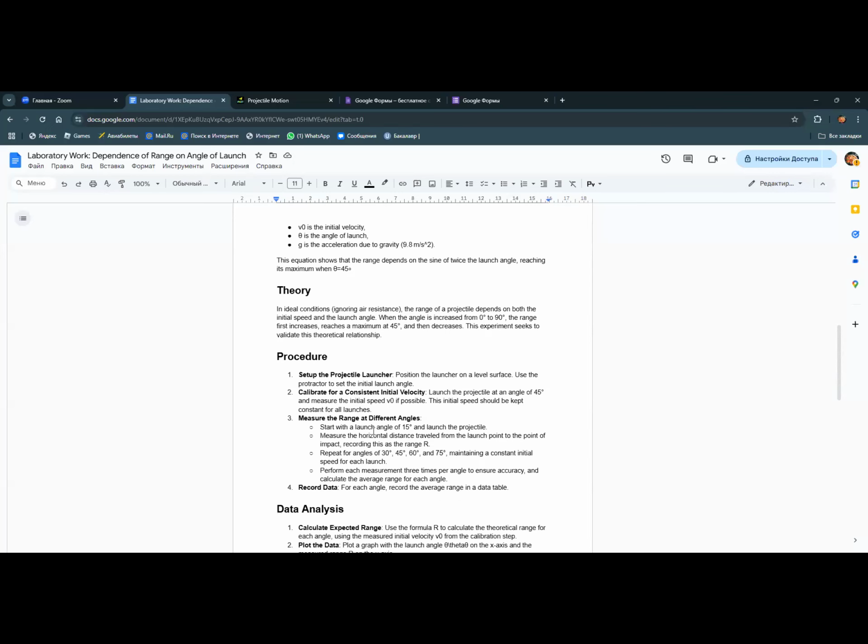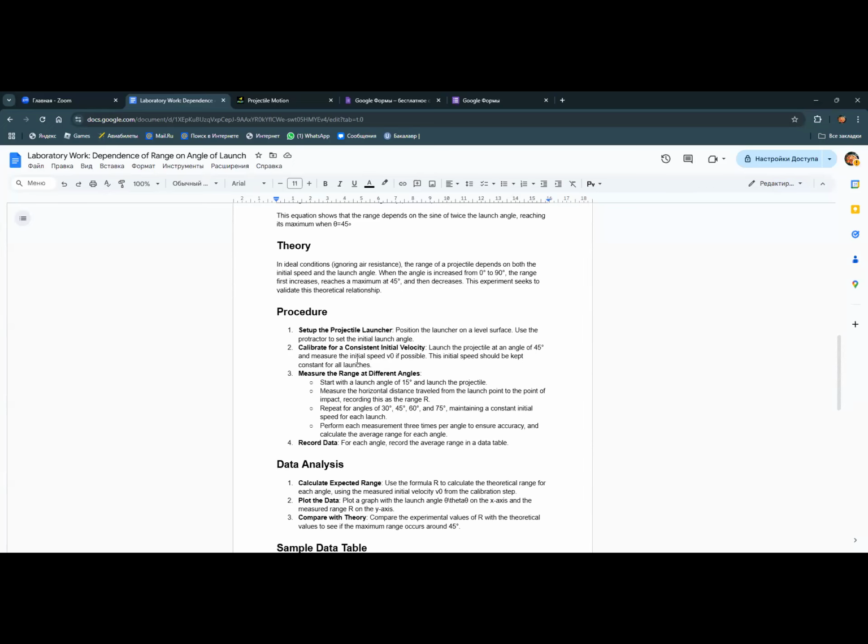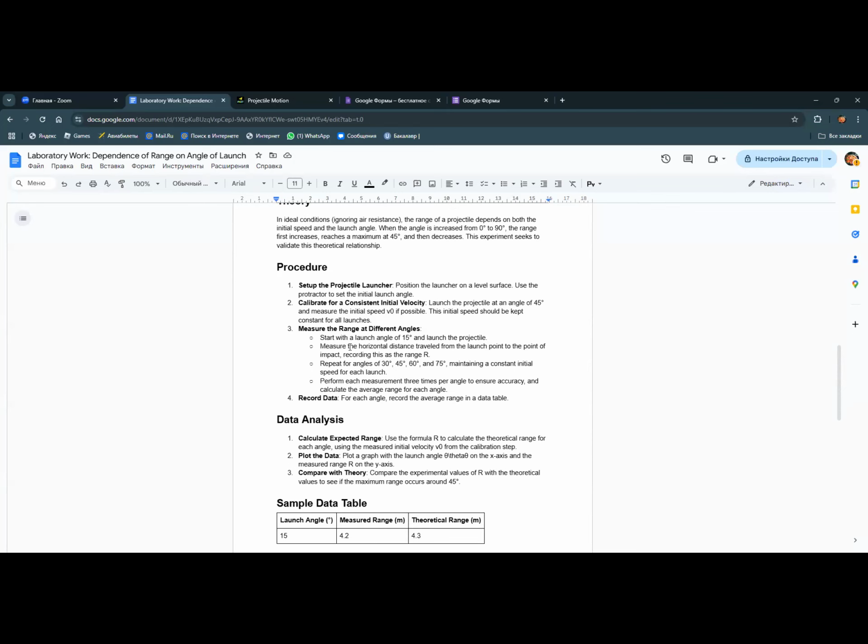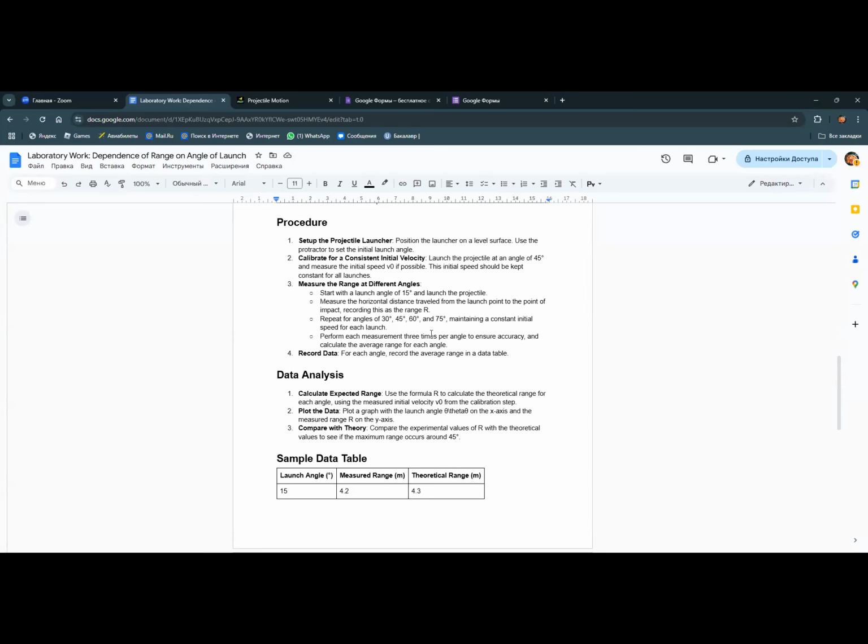The second step is to calibrate for a consistent initial velocity. We will set our different angles and then make the launches. Start with the launch of 25 degrees and launch the projectile. Measure the horizontal distance traveled from the launch point to the point of impact, recording this as the range R. Then we need to make this calculation.